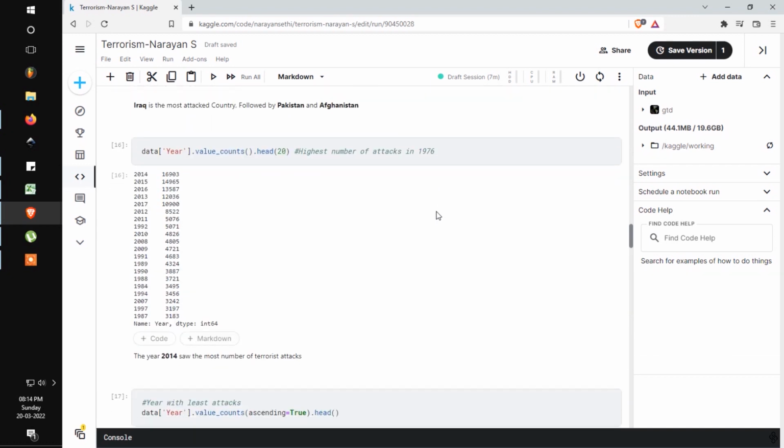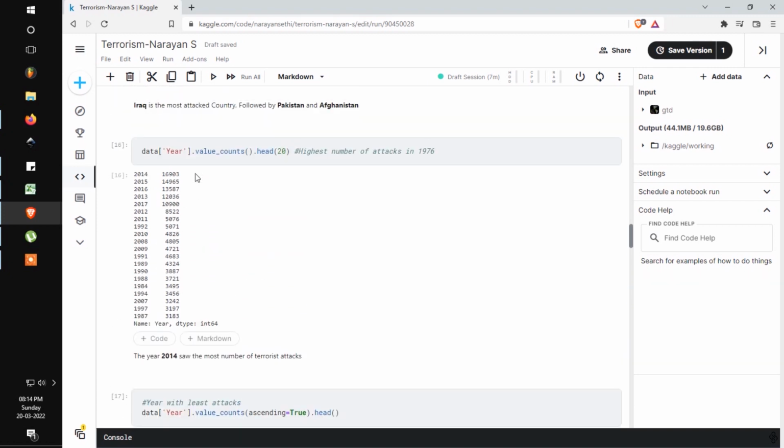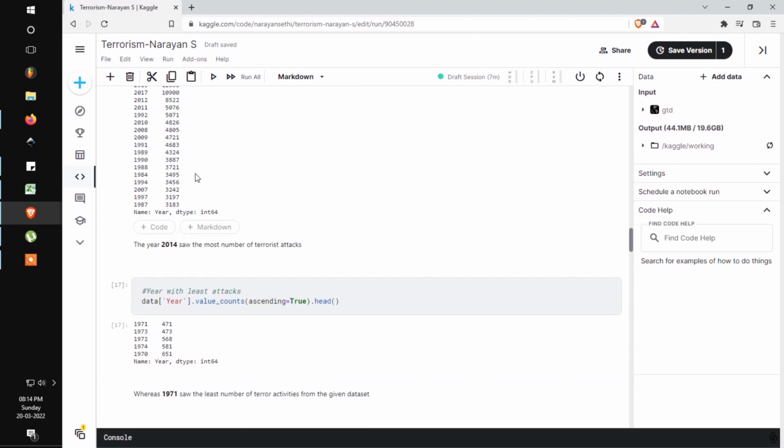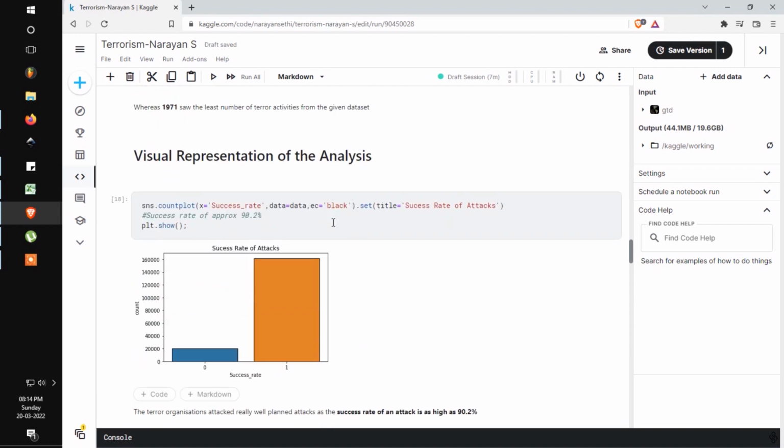Next up, we see the highest number of attacks in any year, and it shows that in 2014 there are the highest number of attacks, which is followed by 2015 and 2016. Okay, so the year with the least attacks is 1971, as it's only 471 attacks. Here is some visual representation of the data.